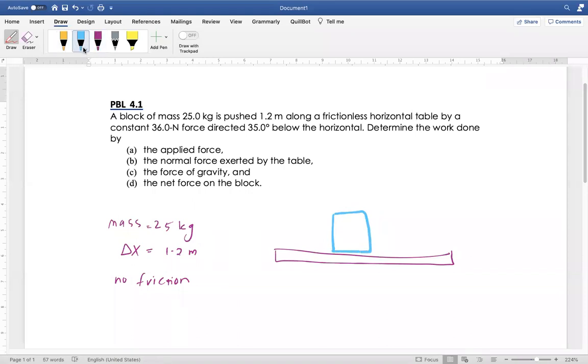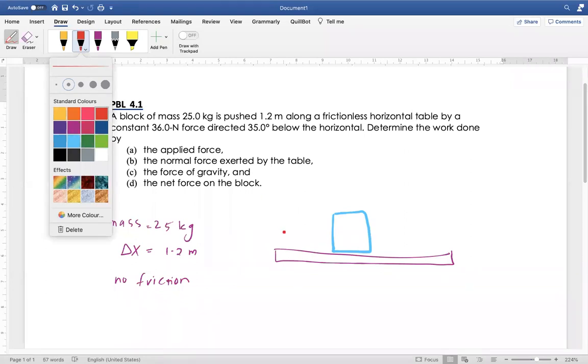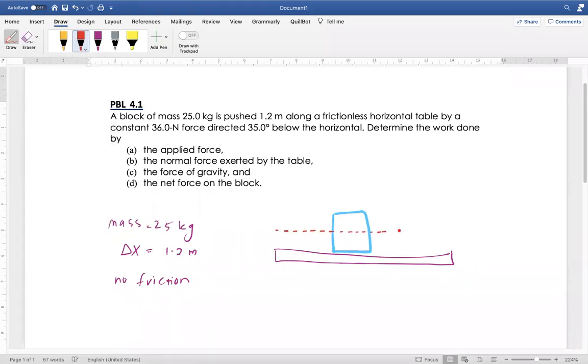Okay, so my force is below the horizontal. First I draw my horizontal line and then I draw my force. It says below the horizontal is 35 degrees. That is 35 degrees. Okay, if you decide to draw it this way, is it the same or not? Sama ke tak?